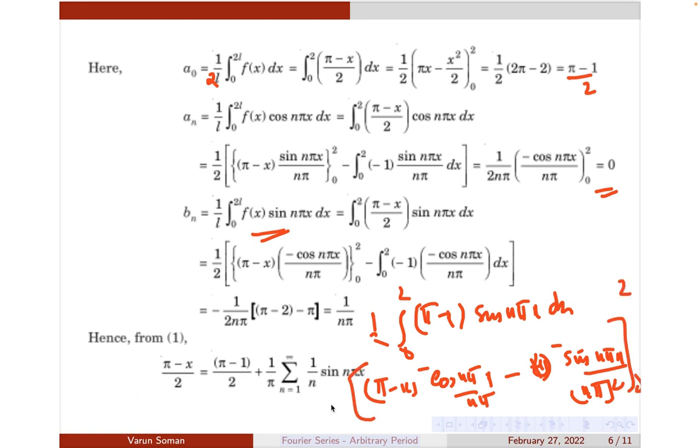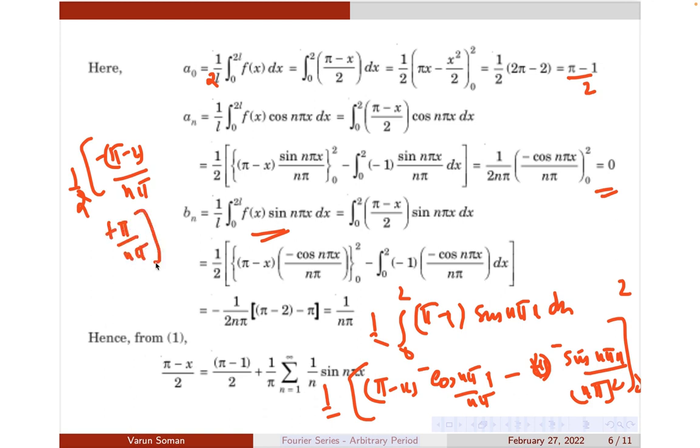So when you apply the limit, what will happen? 1 by 2 is outside. So it will become 1 by 2 into minus of pi minus 2 into cos n pi into 2. cos 2n pi, which is a multiple of 2 pi, is actually 1, so it will simply become n pi there. And sin 2n pi is actually 0, so it will become 0. Now when you apply 0, you will be getting just pi, so minus becomes minus pi, but for the lower limit it will be just plus pi, plus pi by n pi.